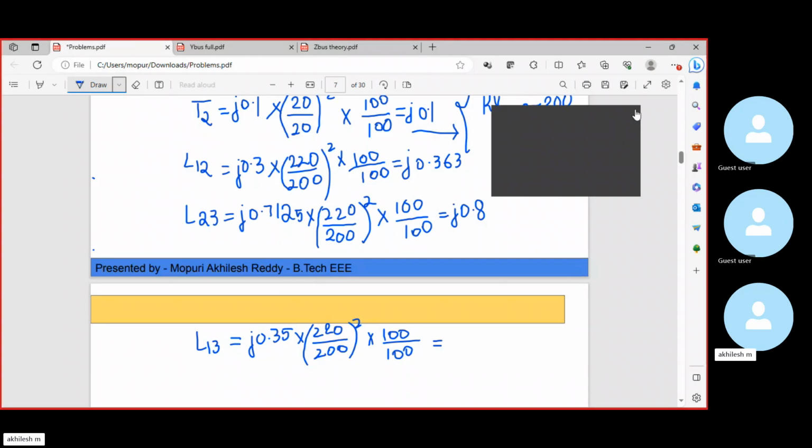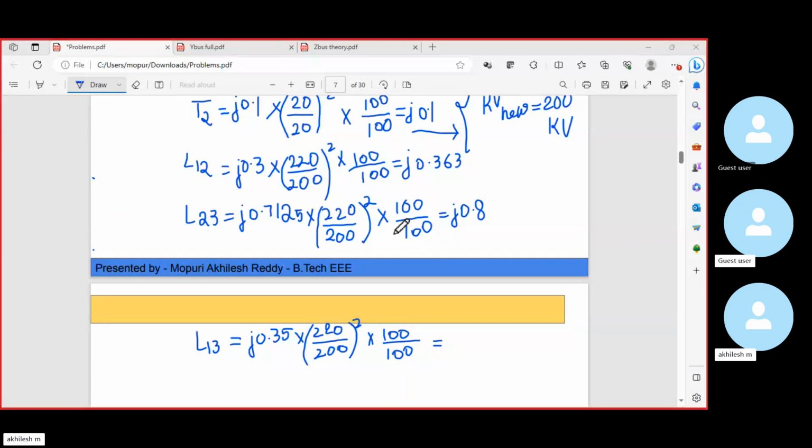Okay, so here we are now in the last part of calculating per units. Find this value. Here 220 by 200 is 1.1. 1.1 whole square is 1.21. 1.21 into 0.7125, find it. 0.7125 into 1.21.